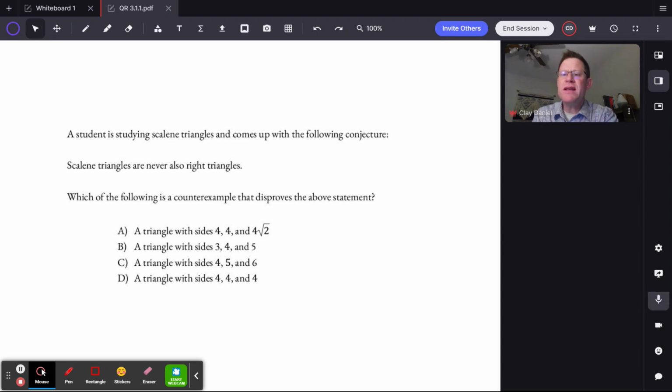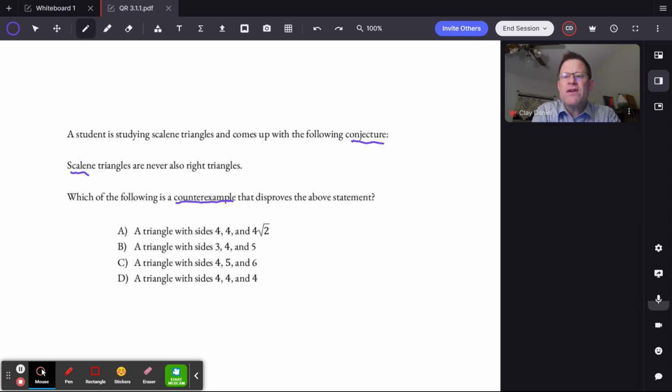A student is studying scalene triangles and comes up with the following conjecture. Scalene triangles are never also right triangles. Which of the following is a counterexample that disproves the above statement? I like this question because of how it ties together math and logic. Notice the formal logic aspects of this question.